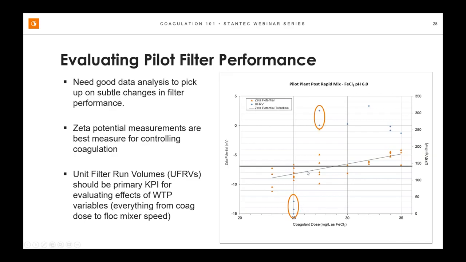And you can see there's a lot of scatter in the zeta potential data over all these tests. But we sort of said, okay, if you want to be above -7 for this particular plant, if you can control your coagulation to that, you'll stay out of the danger zone. And again, this unit filter run volume, that is the parameter that you measure, because it accounts for everything. No matter what changes you make to the coagulant dose or the flock mixer speed, if it doesn't show up as a difference in unit filter run volume, maybe it's not important.